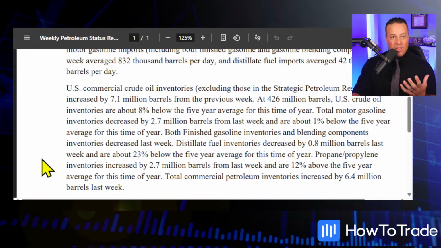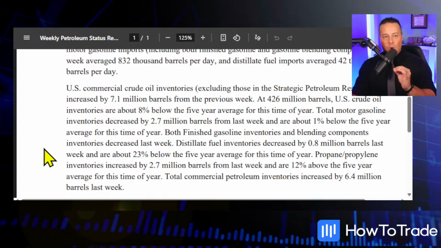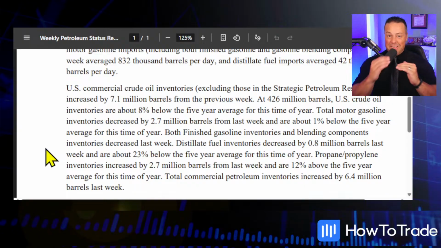U.S. commercial crude oil inventories increased by 7.1 million barrels from the previous week at 426. U.S. crude inventories are 8% below the 5-year average. 8% below. That's terrible. That's been getting worse since Trump got into office. Now, we expected the exact reverse of that.